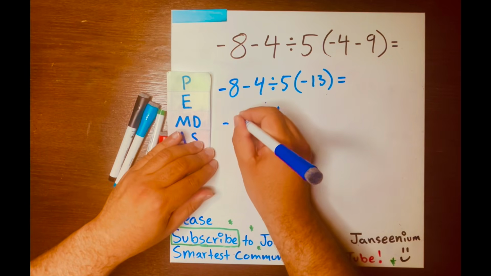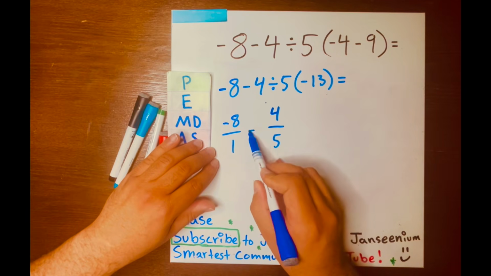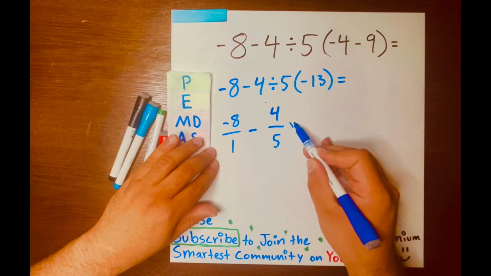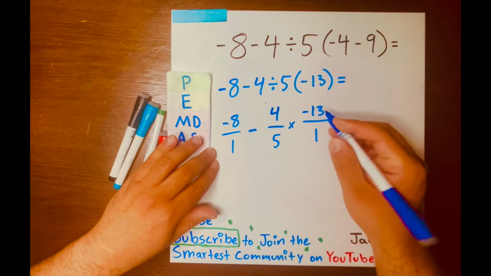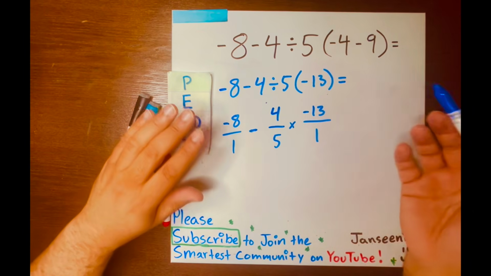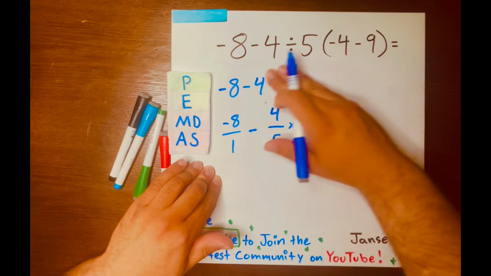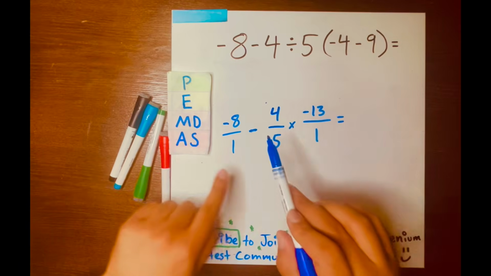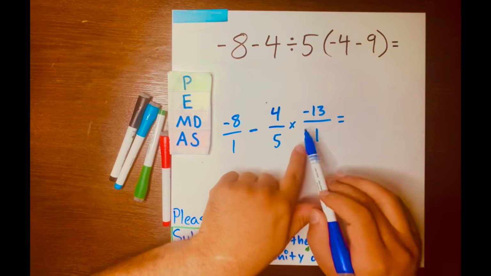So I'll write -8 over 1, which equals -8, does not change the -8, minus 4 over 5 times, turn -13 into a fraction as well. So -13 over 1 equals -13, does not change the -13. Next, I'll erase this for space. And looking back at PEMDAS, subtraction is a no-no. Multiplication is say yes, yes.